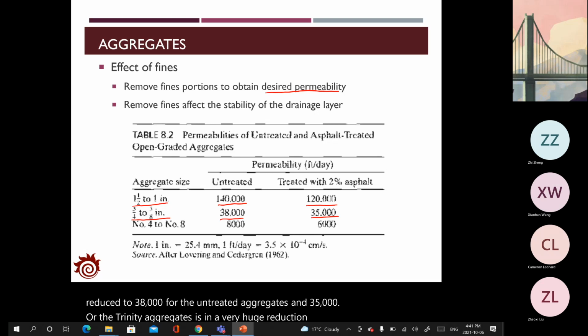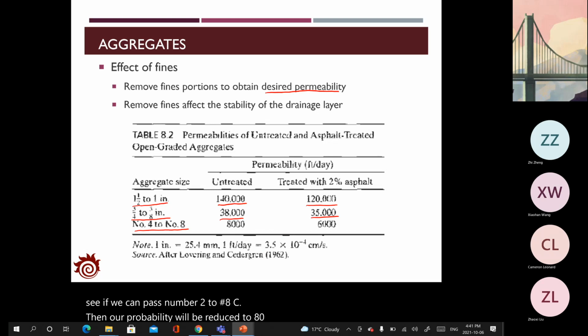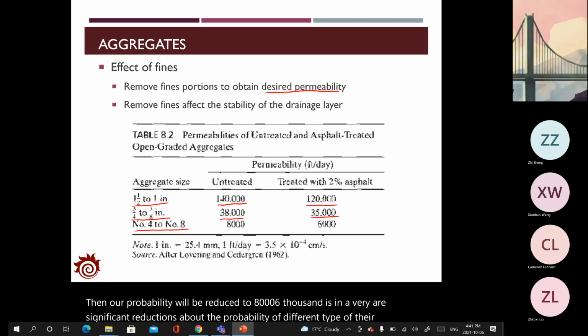And even if we go to some even finer aggregates, which means the grain size is between number 2 to number 8 sieve, which can pass number 2 to number 8 sieve, then the permeability will be reduced to 80,000, 6,000. It's a very significant reduction in the permeability of different types of aggregates with different grain sizes.